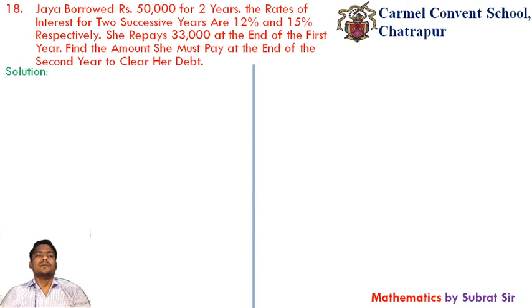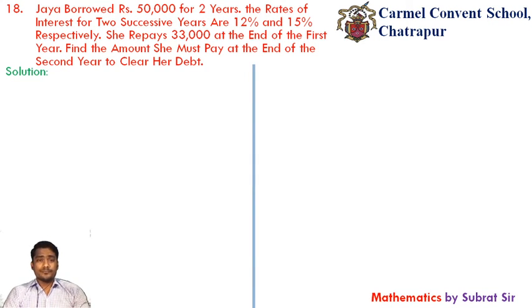So the next question is what? Question number 18. Jaya borrowed rupees 50,000 for 2 years. The rates of interest of two successive years are 12% and 15% respectively. So she repays 33,000 at the end of the first year. Then find the amount she must pay at the end of the second year to clear her debt.